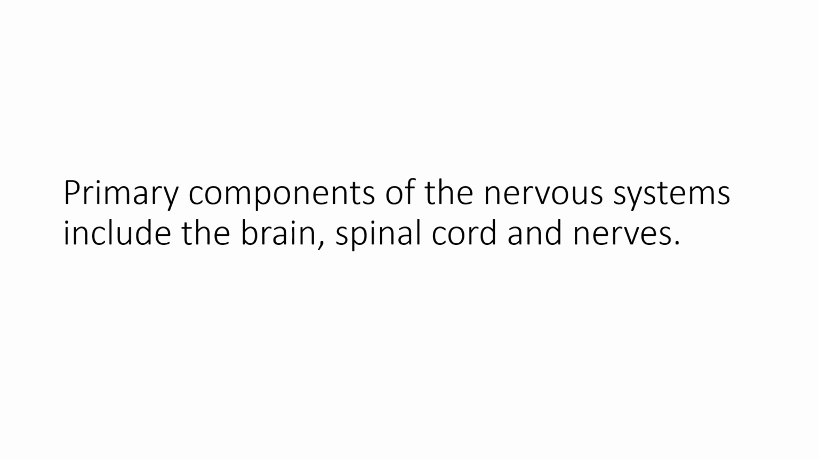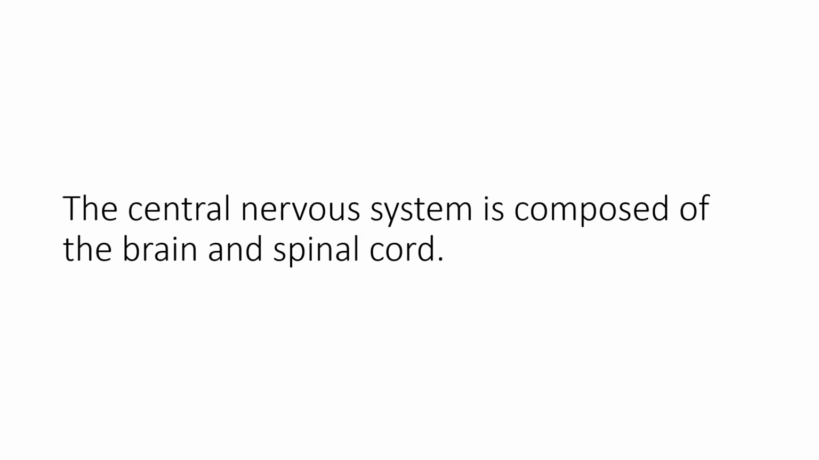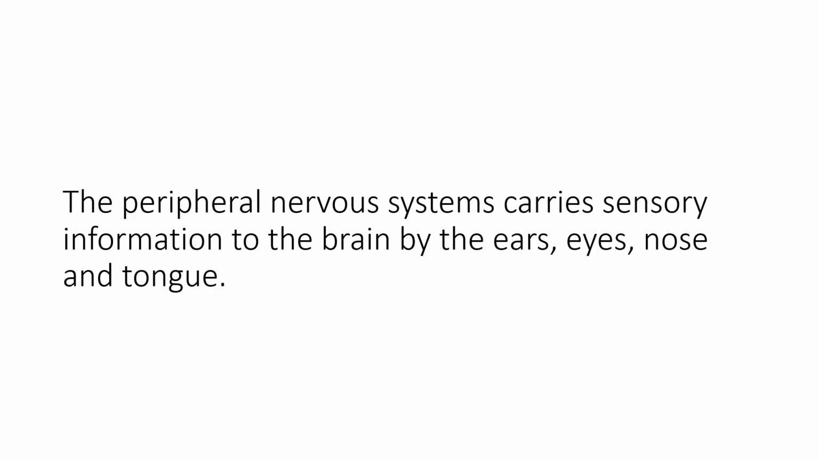Primary components of the nervous system include the brain, spinal cord, and nerves. The central nervous system is composed of the brain and spinal cord. The peripheral nervous system carries sensory information to the brain from the ears, eyes, nose, and tongue.